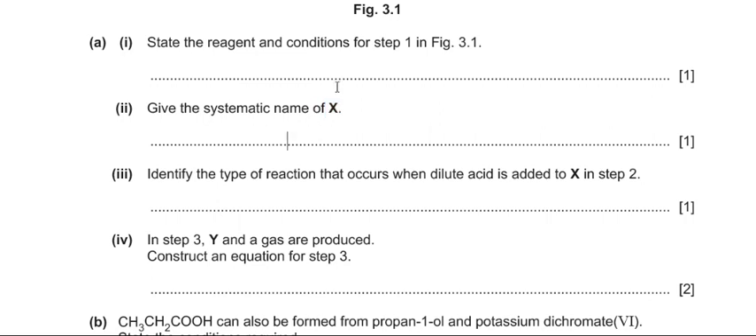We wrote it already. Then in the third, he says identify the type of reaction that occurs when dilute acid is added to X in step 2. So he asks for the type of reaction, and we answered it as well while discussing the synthetic route. It was acid hydrolysis. Then in step 3 it says Y and a gas are produced. Now you have to write an equation.